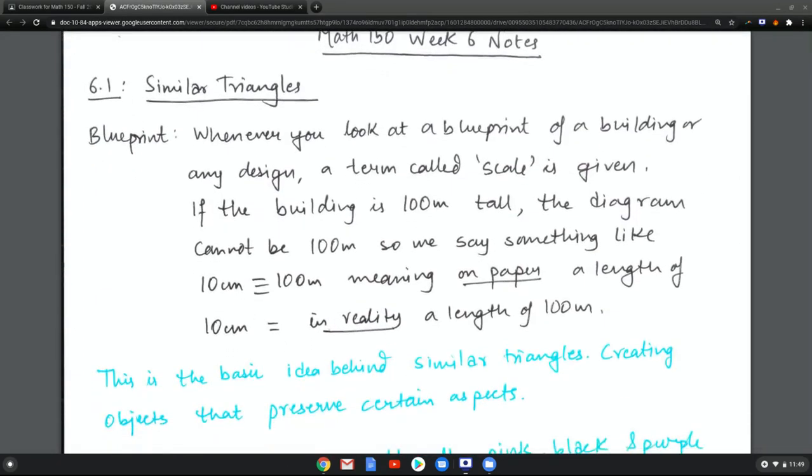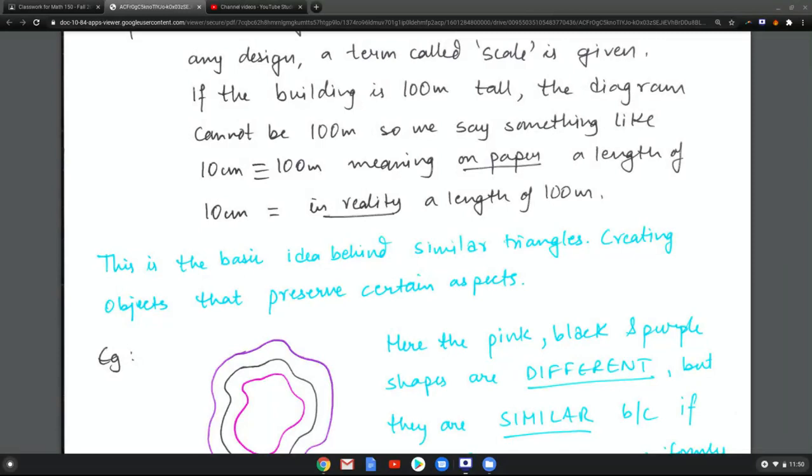Let's look at an example of a blueprint. Whenever you look at a blueprint of a building or any design, you will see a term called scale that is given. For example, if a building is 100 meters tall, the diagram cannot be 100 meters. So we say something like 10 centimeters is equivalent to 100 meters, meaning on paper, a length of 10 centimeters would equal in reality a length of 100 meters.